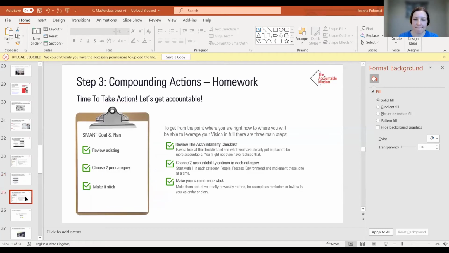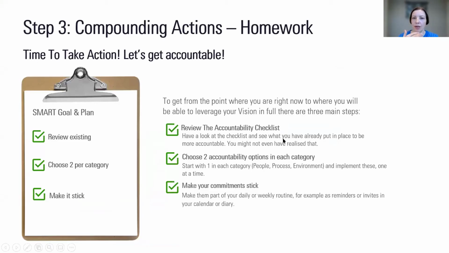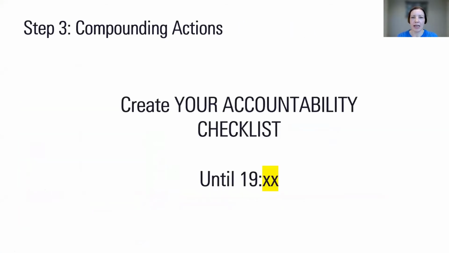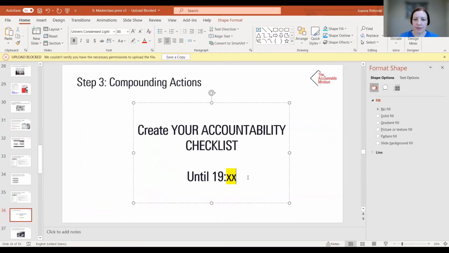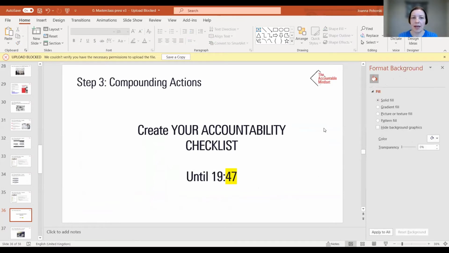So I'm going to go back to the screen, and that's the process that I've just described. So have a look if you already have something in place. Choose 2 accountability options per category, and then the third one is for later, and I'm going to talk about this in a moment. Okay. So what we've said, it's going to be 47. Okay. And with that, go. Start.